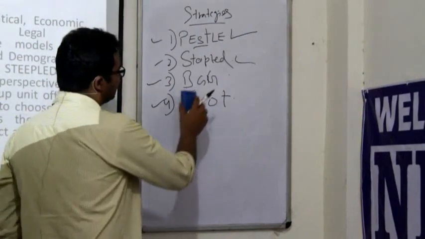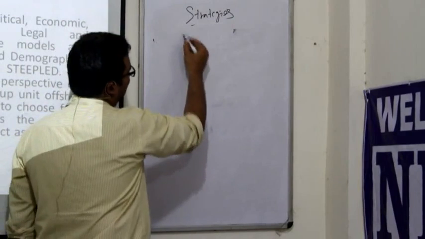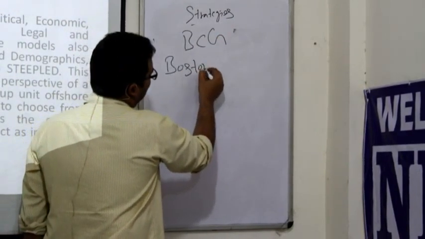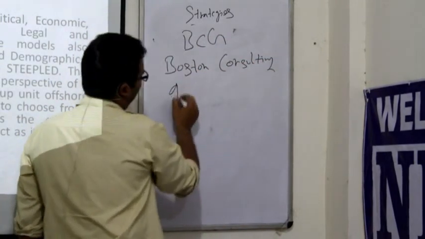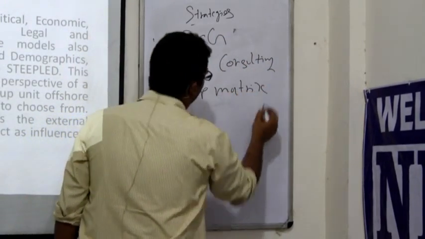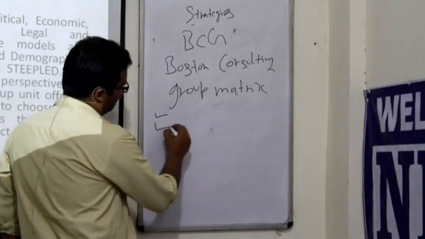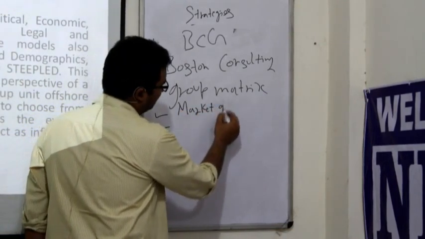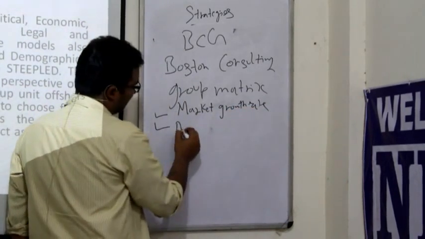Now we will come down to the BCG analysis. The full form of BCG is Boston Consulting Group matrix. So when we talk about this matrix, we talk about two parameters. One, the market growth rate, and second, the market share.